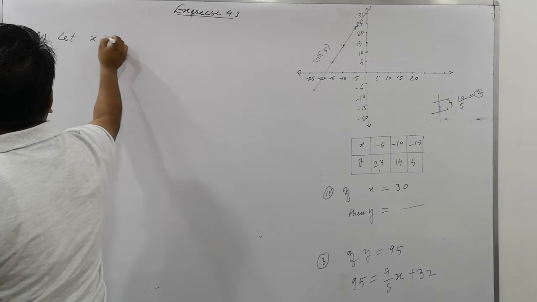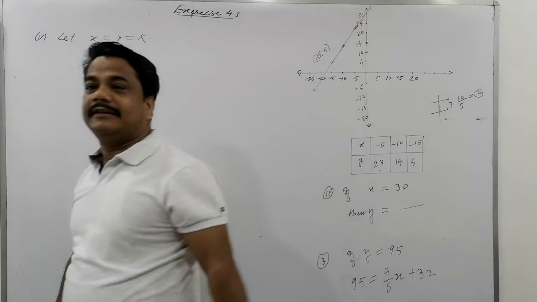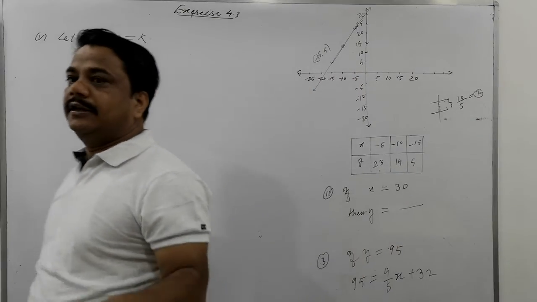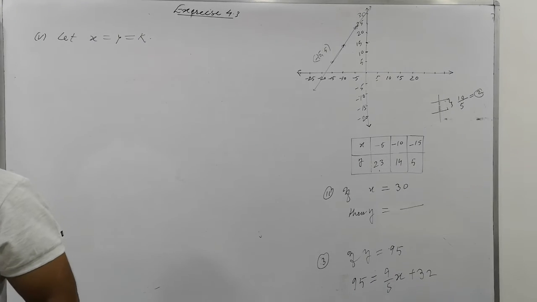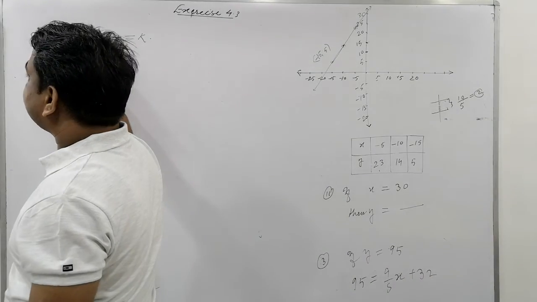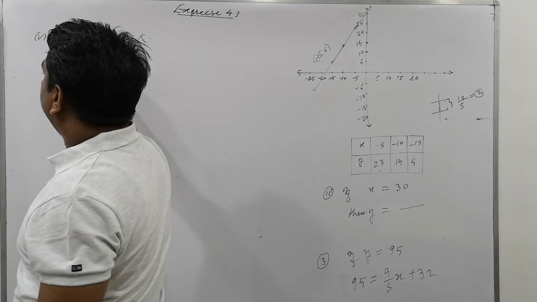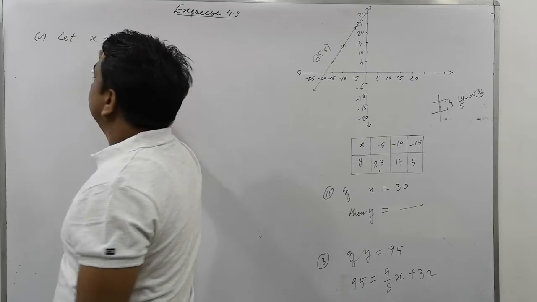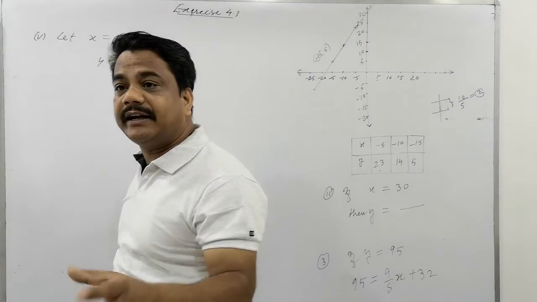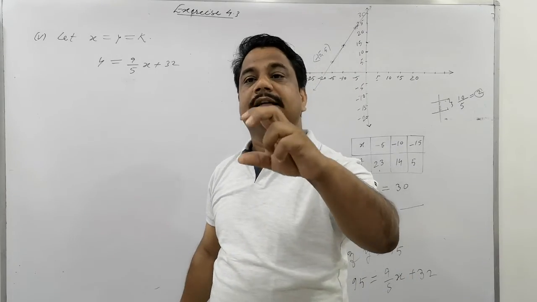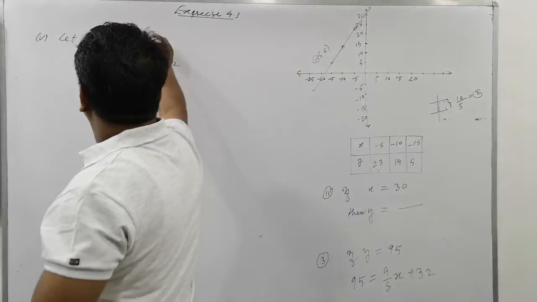Let x is equal to y is equal to k. This is the value k. Okay. So putting this in the equation, x and y will be equal. For what value will they be equal? The equation will give you that. So what is the equation, please tell me? y is equal to 9 by 5 x plus 32. So x and y are equal. If x and y are equal, then in place of both you have to put a certain same value, which we have supposed is k.